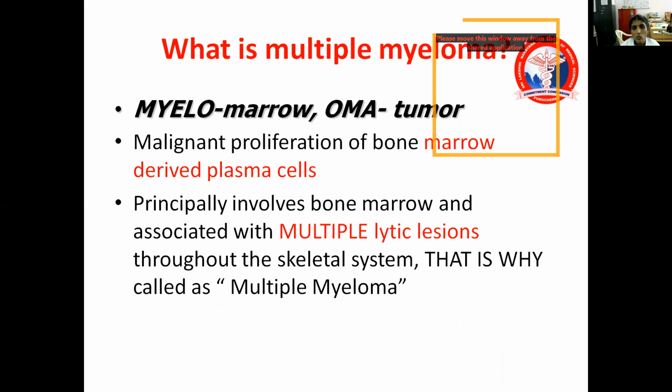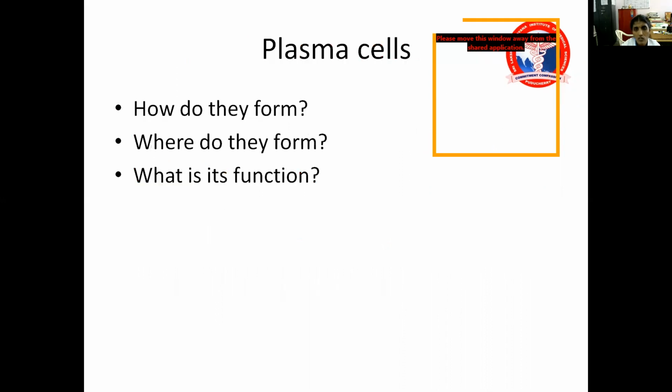In bone marrow, as I already said, it is a proliferation of plasma cells, so you will see an increased number of plasma cells. And what about the skeletal system? You will see multiple lytic lesions of the bone. That is why it is called multiple myeloma. So it involves both the bone marrow as well as the skeletal system, and presents clinically as multiple lytic lesions of the bone.